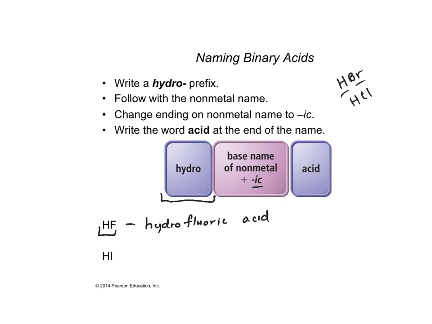Same thing for this guy. Another binary acid, so I use that prefix, hydro. What is the base name of this one? It's iodine, so hydro, iod, and I'm going to end it in IC: hydroiodic acid. Anytime it's a hydrogen with just one other type of nonmetal, you use these rules. It has the hydro prefix, you end the base name with IC, and you write acid.